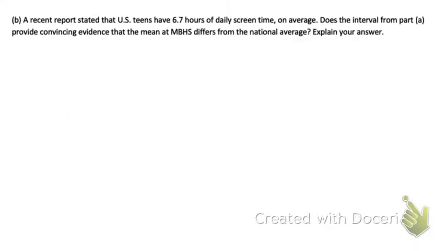For our follow-up question, it says here that a recent report stated that U.S. teens have 6.7 hours of daily screen time on average. Does the interval from Part A provide convincing evidence that the mean at McKinney Boyd High School is different from the national average? So if the national average is 6.7, and you have the confidence interval that should capture McKinney Boyd High School screen time, are we different? No. Nope. Why not? Boom. You guys are so smart.